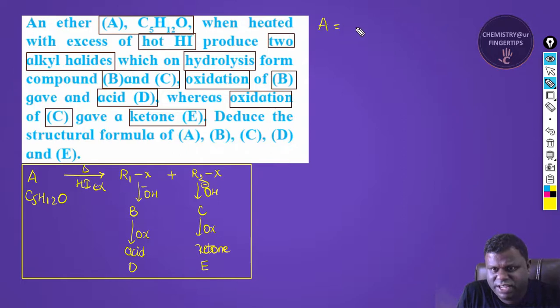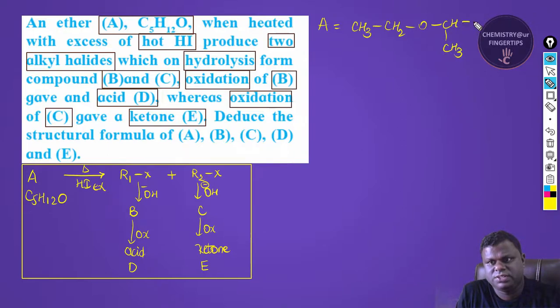The structure of A could be CH3, okay, and then you have a CH2, and then you can have something like O, and there is going to be CH, there is going to be a CH3 over here, there is going to be a CH3 over here, right? So this is basically the structure of the ether.